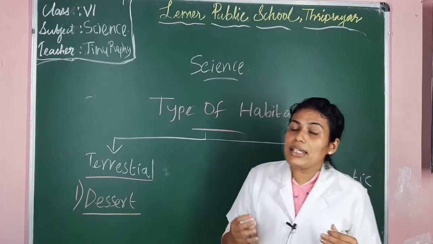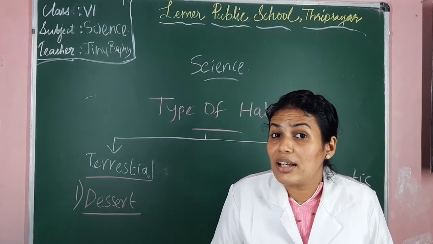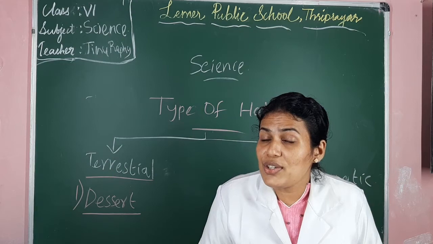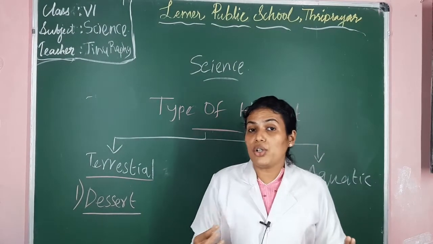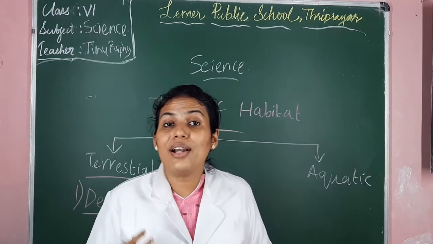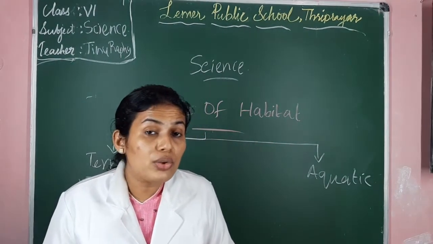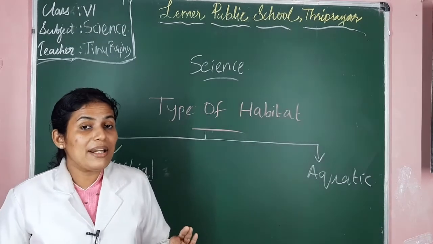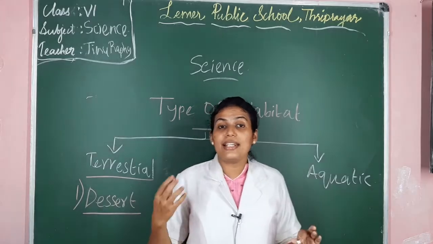Now the third point is they will not show any transpiration. What is transpiration, dear children? Yes, the process of loss of water through stomata is what we call transpiration, isn't it? The process of loss of water through stomatal opening is called transpiration. So desert plants will not show any transpiration.